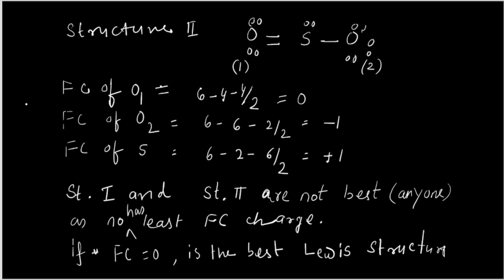So here you can observe structure 1 and structure 2 are not the best. Why? Because they have no least formal charge. That means there should be one structure where the formal charge is 0. If here formal charge is 0, that is the best Lewis dot structure. So you will see what is the formal charge of the third structure, what is the possible third structure.